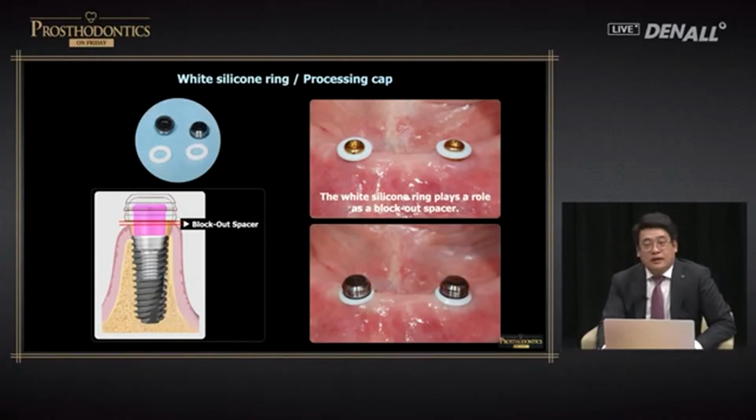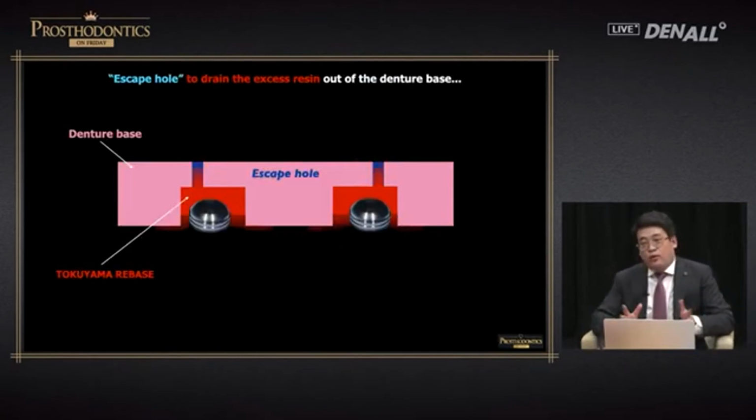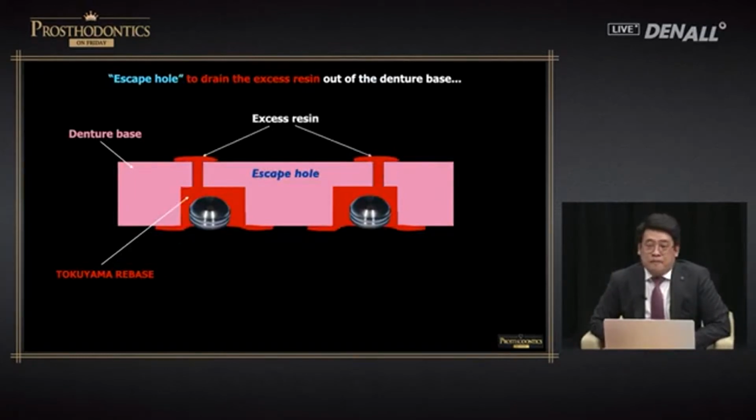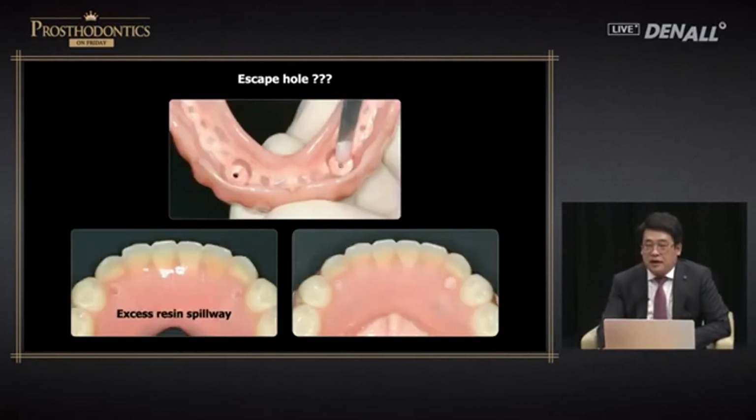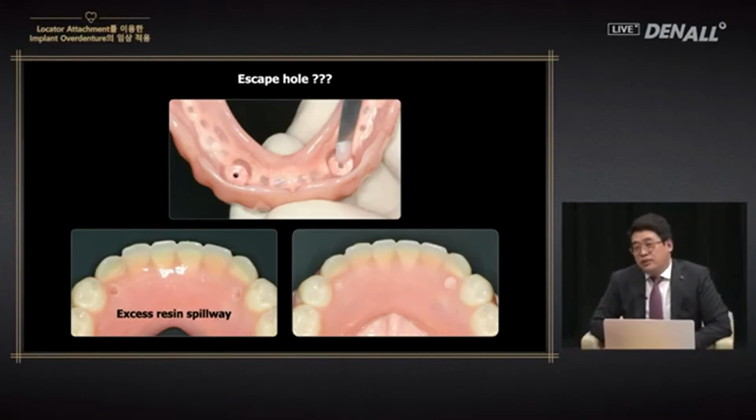When you attach the processing cap on the inner surface of the denture, is it good to form a vent hole or escape hole on the outside surface of the denture? When I studied, I learned to create the hole, but personally, if you do it like this and do follow-up, this area, this resin, this color and micro gap is formed adjacently, and food impaction can occur. I don't really prefer this.